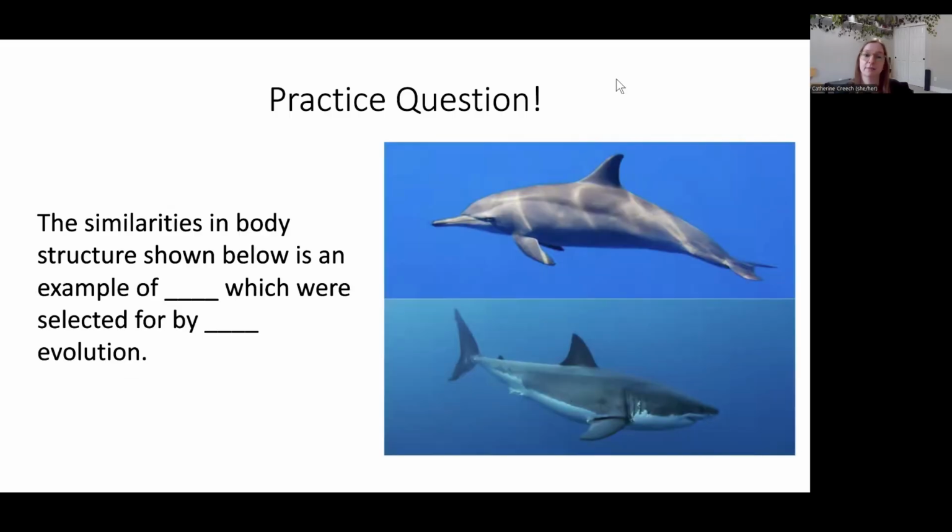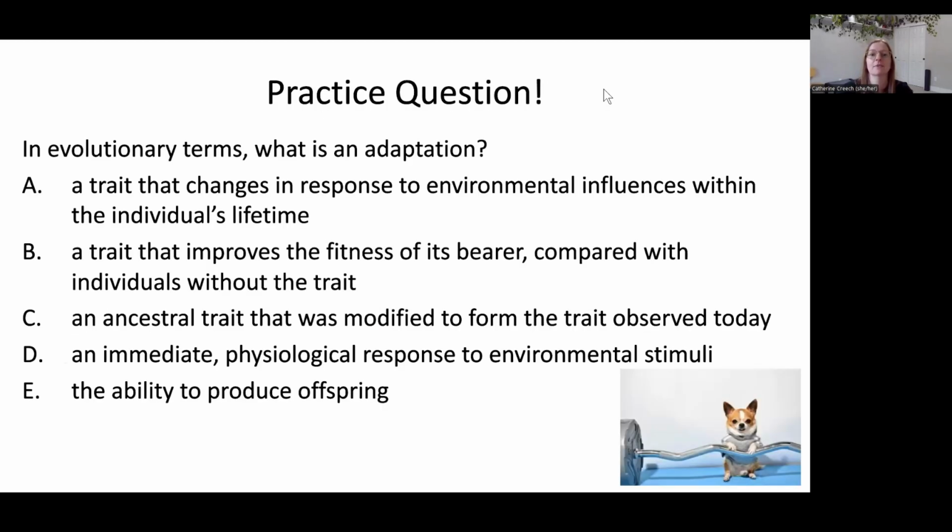The similarities in body structure shown to the right are an example of blanks, which are selected for by blank evolution. These are analogous structures, and this is convergent evolution. They're analogous because a mammal and a fish are not closely related, but the situation in which they evolved, the habitat, made them have similar features, so that's convergent evolution.